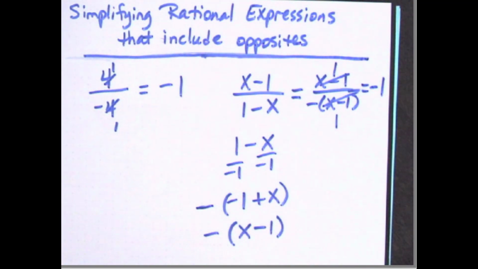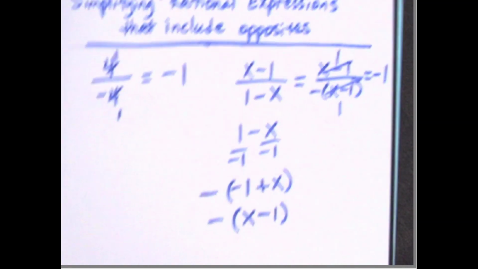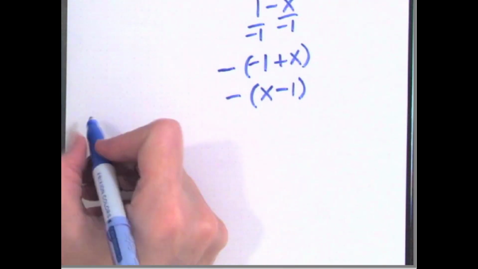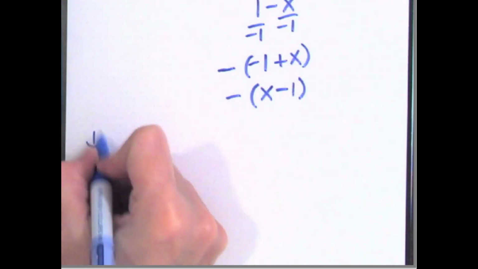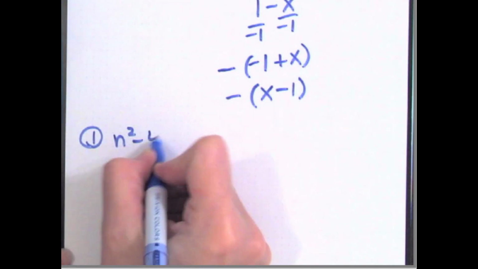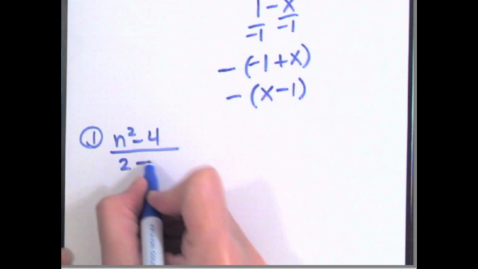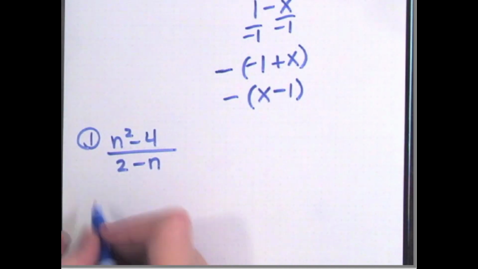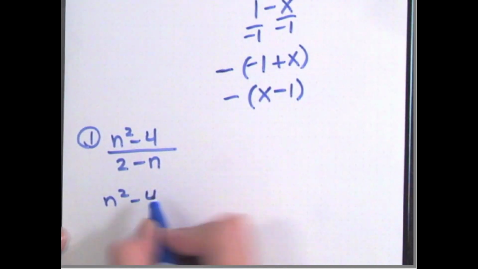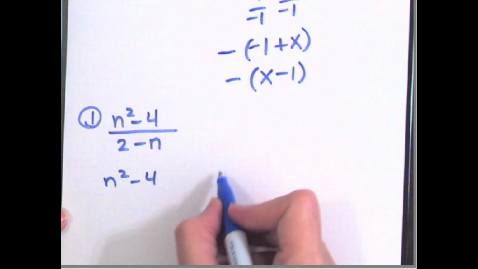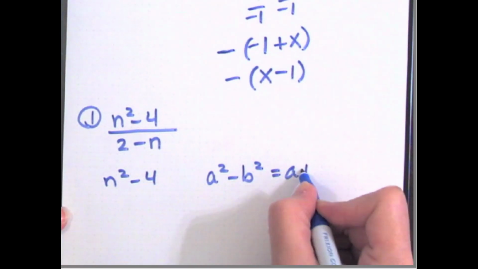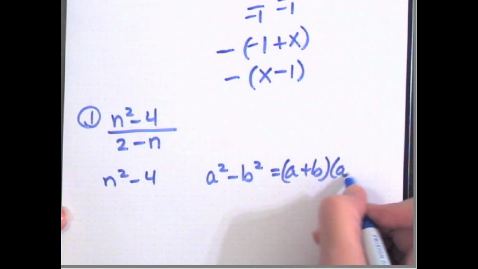So let's use that to actually factor some rational expressions that are a little more complicated. Let's say we have n squared minus 4 over 2 minus n. Remember, we can't cancel terms, so we need factors. So we're going to factor the numerator, and I see that that is a difference of 2 squares. So this is our rule, a squared minus b squared is equal to a plus b, a minus b.